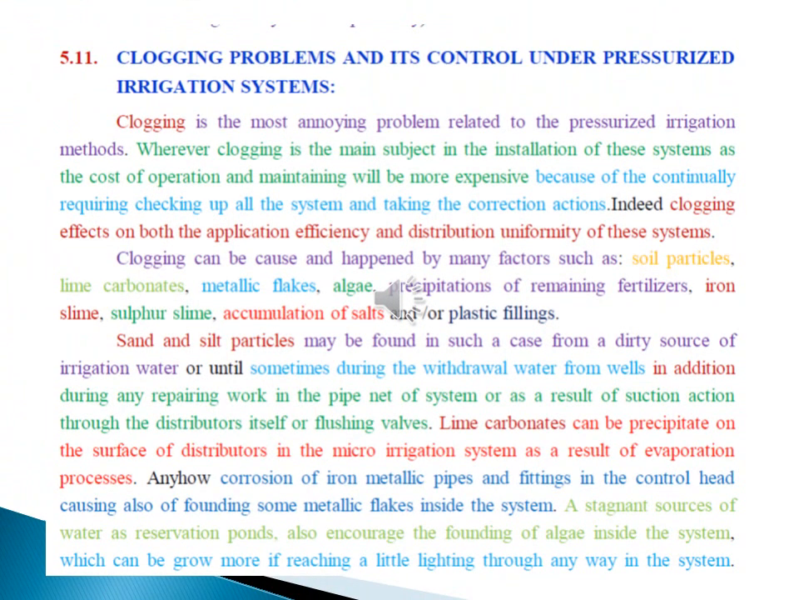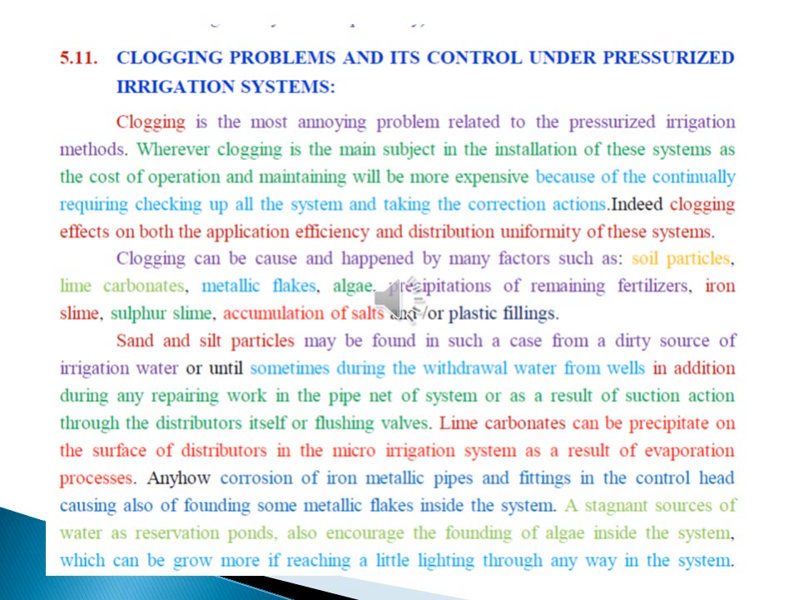Clogging problem and its control under pressurized irrigation systems. Clogging is the most annoying problem related to pressurized irrigation systems. Partial clogging affects the application efficiency and emission uniformity of these systems. Clogging can be caused by many factors such as soil particles, lime carbonate, metallic dust, algae, precipitation of remaining fertilizer, iron slime, sulfur slime, accumulation of salts, and or plastic film.